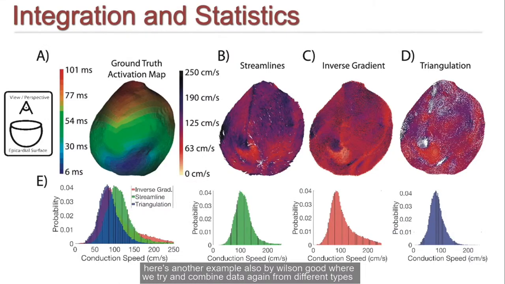Here's another example, also by Wilson Good, where we try and combine data, again, from different types and then extract from that statistics that we can use to evaluate, in this case, different ways of rendering those conduction velocities. So here's a direct comparison of different ways, and you recognize streamlines as a technique completely out of the visualization domain, that we've made use of here to try and interpolate and render and estimate the conduction velocity as they come from the measurements we make on these hearts using electricity, using bioelectricity.